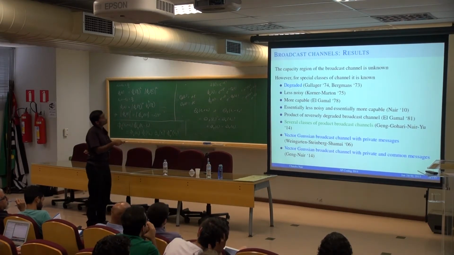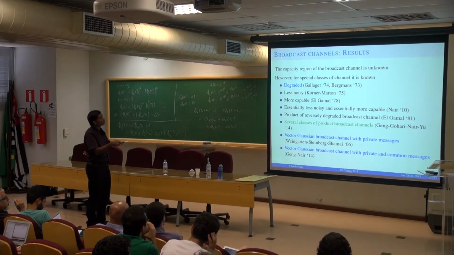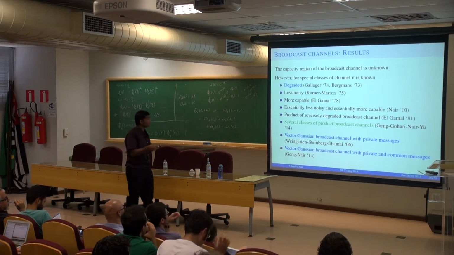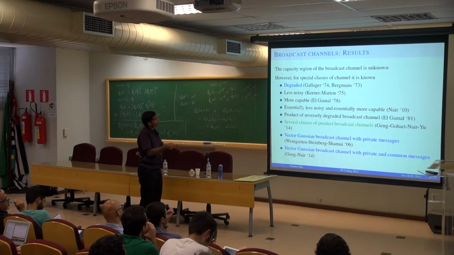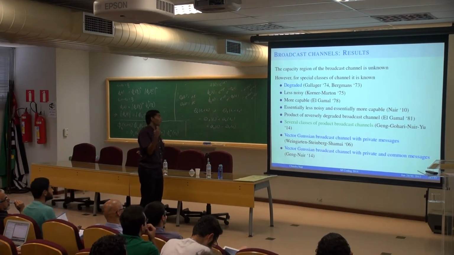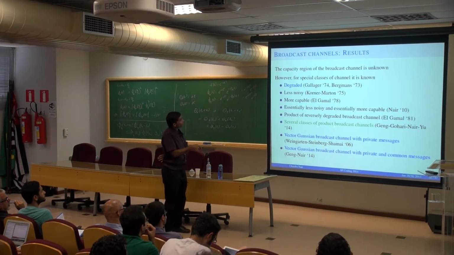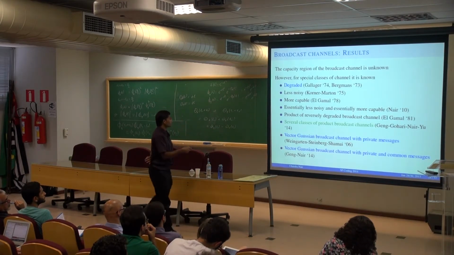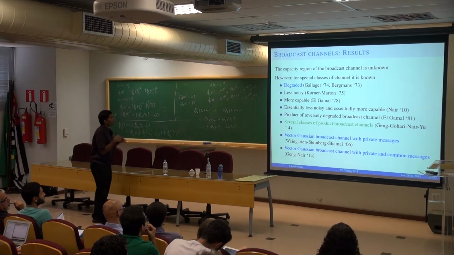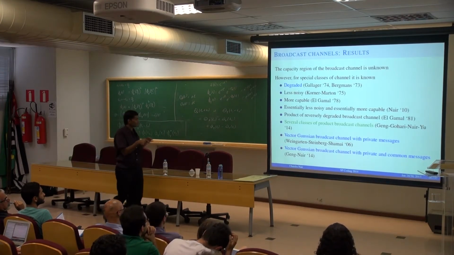And then there's more capable. So these are all increasing classes of channels. Less noisy is more than degraded. More capable is more than less noisy. This is all by Abbas El Gamal. Then I extended to what is known as essentially less noisy and essentially more capable. Then there's also the product of reverse degraded. These are all increasing, but this is a different class, product of reverse degraded broadcast channels by Abbas. And then we showed several classes of broadcast channels. The point is it includes everything here above and more. So this is kind of the meta result which includes more, and has some other results built in.